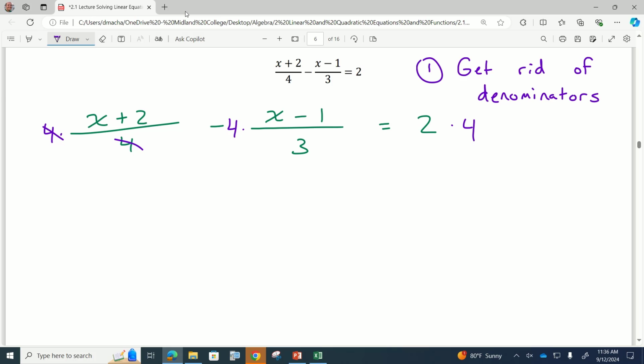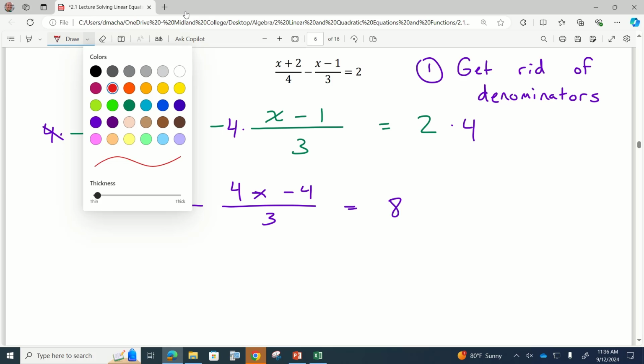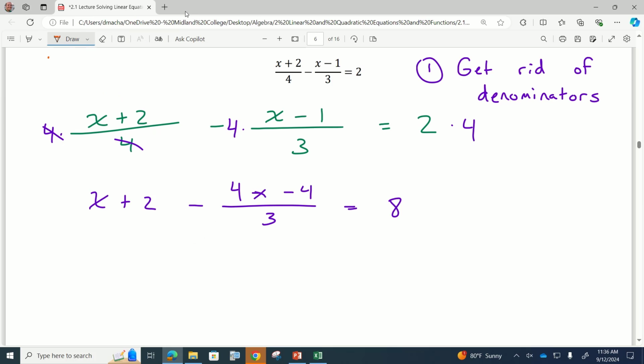So 4's cancel in that first term. I get x plus 2. And then I'm going to get 4x minus 4 over 3 here, because I have to distribute. The 4 can't just multiply the x. It has to multiply everything up top: 4x, and 4 times minus 1. And then 8. I still have the 3 denominator, and I can get rid of the 3 if I multiply everything on both sides of my equation times 3.